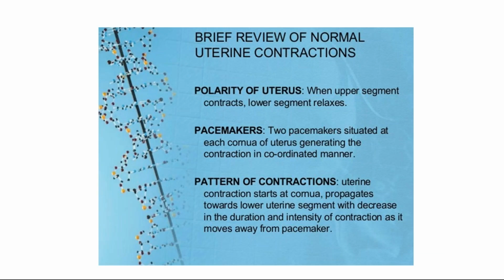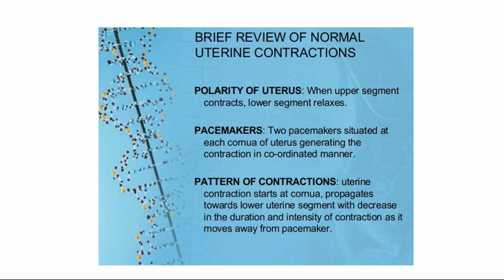Before we actually go for the abnormalities, what are the normal uterine contractions? This is just a review. Normal polarity has to be maintained. Polarity means when the upper uterine segment is contracting and retracting, the lower segment is dilating and relaxing. That is known as a normal polarity during a normal labor. So the upper segment and the lower segment have to diverge actions, with the lower segment dilating and relaxing to receive the baby.